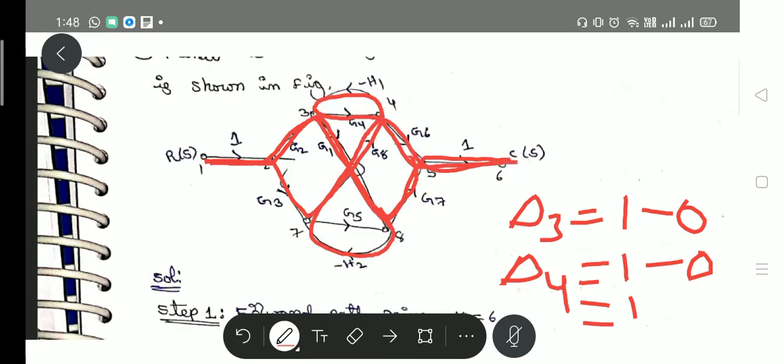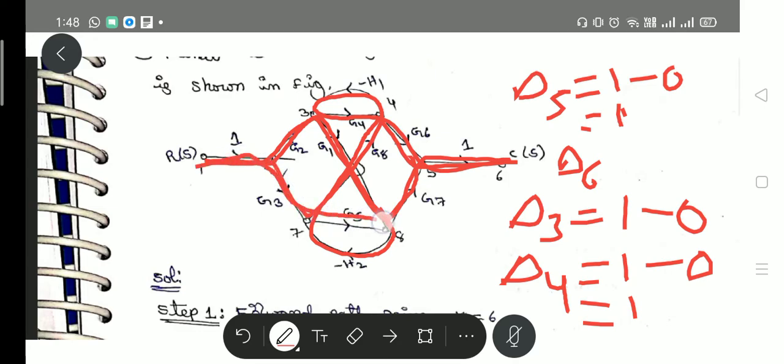This delta 5 is also touching all the loops. So 1 minus 0, this is also 1. Next one, delta 6. We can find delta 6. So we can take the sixth forward path. The sixth forward path is this one. This is also touching all the loops. So delta 6 is also 1.